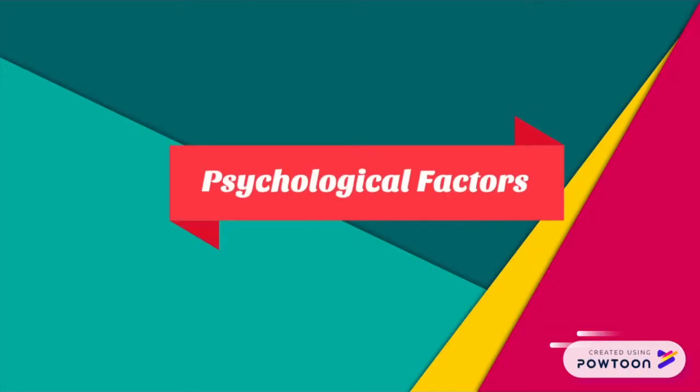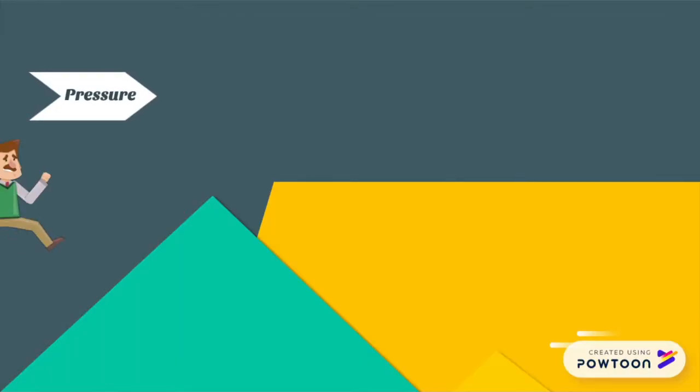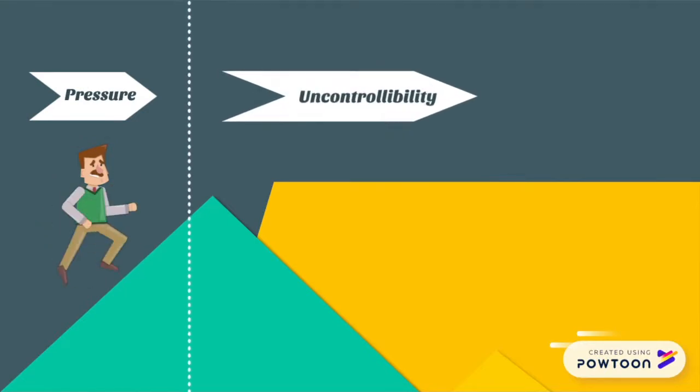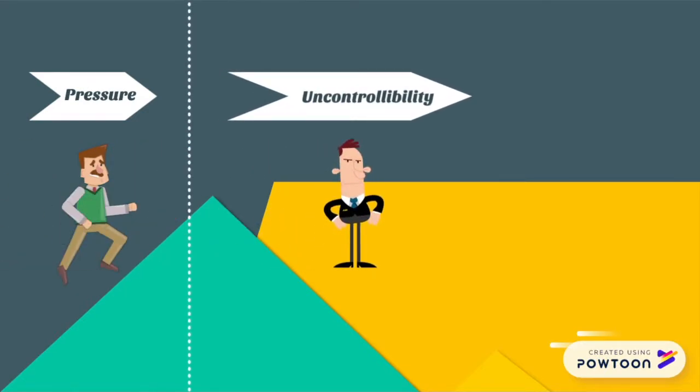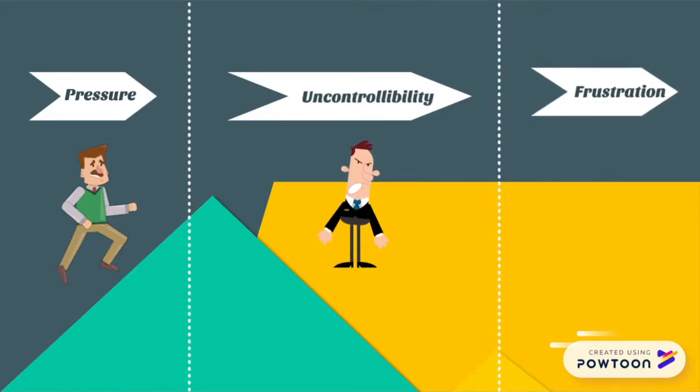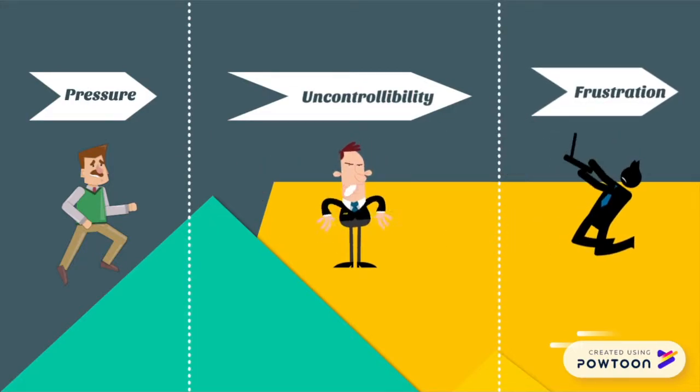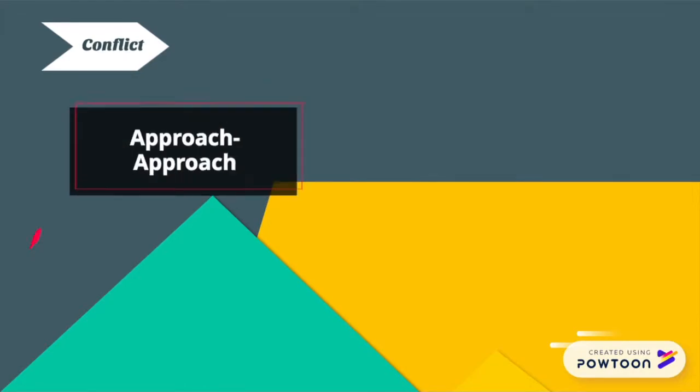There are 4 types of psychological factors or stressors. Pressure is when someone forces you to do the work faster than your usual pace, and controllability is when something is impossible to control or govern. Frustration is when you're blocked from achieving your goals or needs. And conflict, which has 5 types.